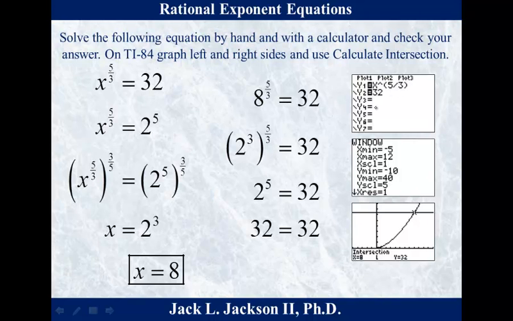Notice I put parentheses around the 5/3. If I don't put parentheses around the 5/3, I only get x to the 5th, and then the whole thing is divided by 3. I want to do the division first, so I put that in parentheses. And then y2 is the right side, which is 32.